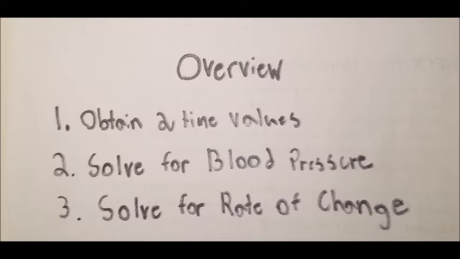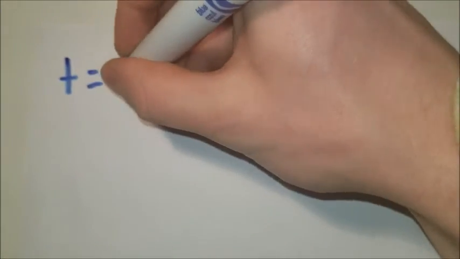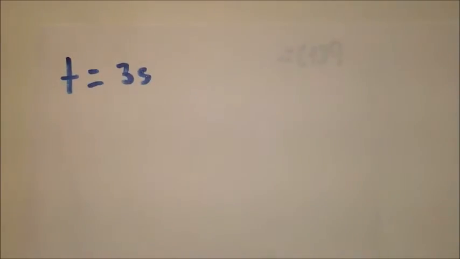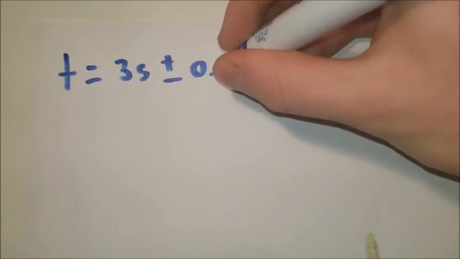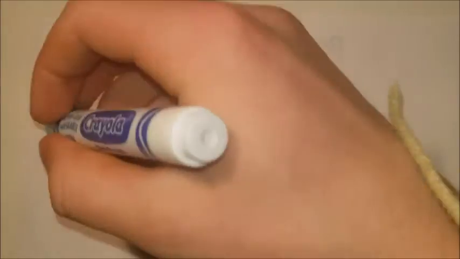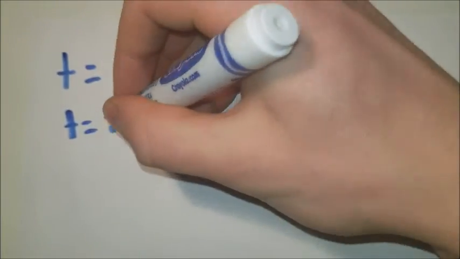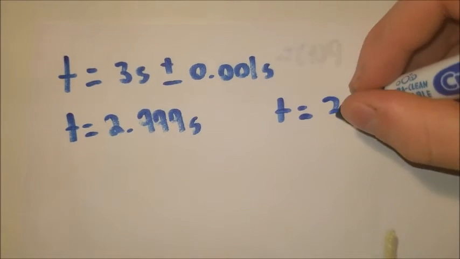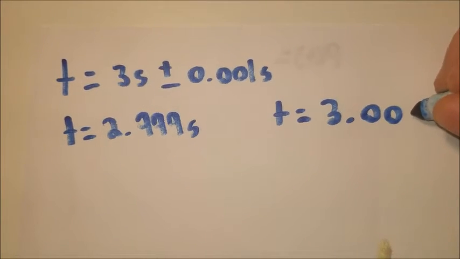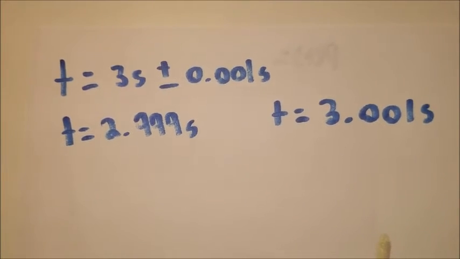Now it's time to actually solve the problem. First, we must acquire two time values. Because we are given only one time value and require at least two values to solve for rate of change, we need to use an IROC concept of getting as close to the 3 second time value as we can. This means we take a thousandth of a second off 3 seconds and add a thousandth of a second to 3 seconds to obtain our two time values. We now have two time values of 2.999 seconds and 3.001 seconds.